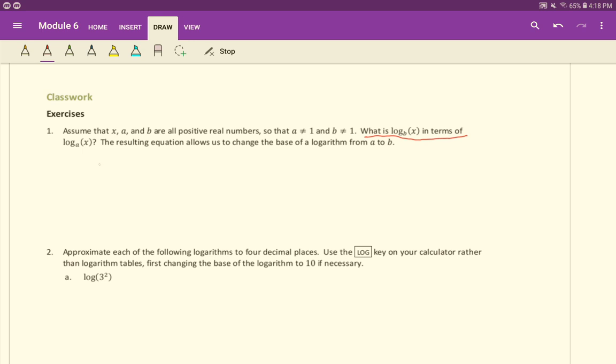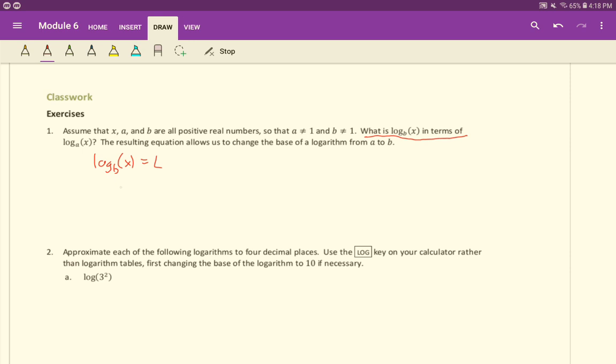So first of all, let's take log base b of x. Okay, and to get it in terms of log base a of x, let's figure out what x is going to be here. We have an x here as well, right, in this problem. So let's figure out what that x is going to be. So we know that this logarithm is going to equal some number. We'll just call it L for logarithm.